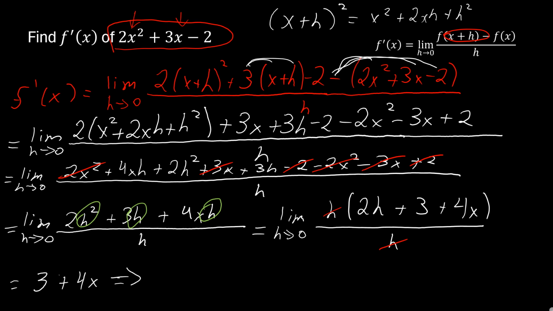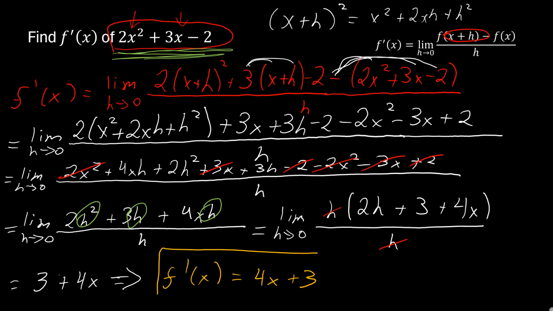So for this function up here, 2x squared plus 3x minus 2, we found that f prime of x, the derivative, is equal to 4x plus 3. So that's essentially how to do the definition of the derivative. It takes a little practice, but I swear you'll get it. So good luck in your calculus classes, and I'll see you guys next time.